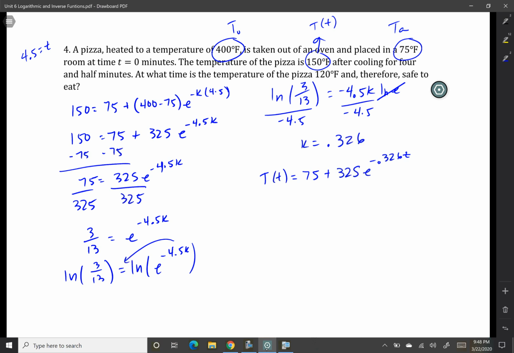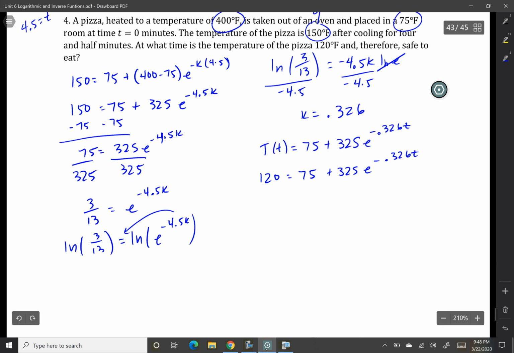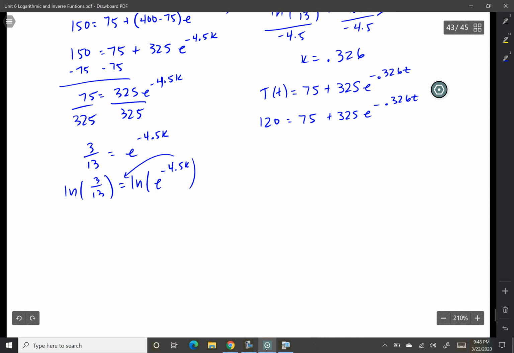So hopefully you got this far on your own, okay? Now, the next part of the question says, at what time is the temperature of the pizza 120? So that's saying, all right, the temperature is 120. How long does it take? Let's solve it algebraically. We can definitely solve it graphically, but let's solve it algebraically. So go ahead, pause the video, see if you can figure out what t is.